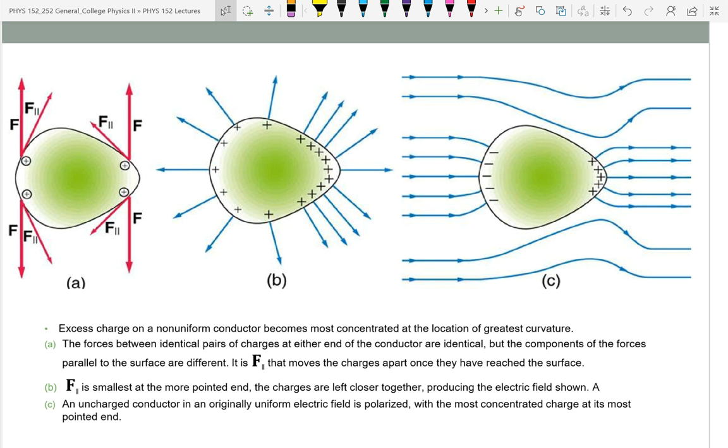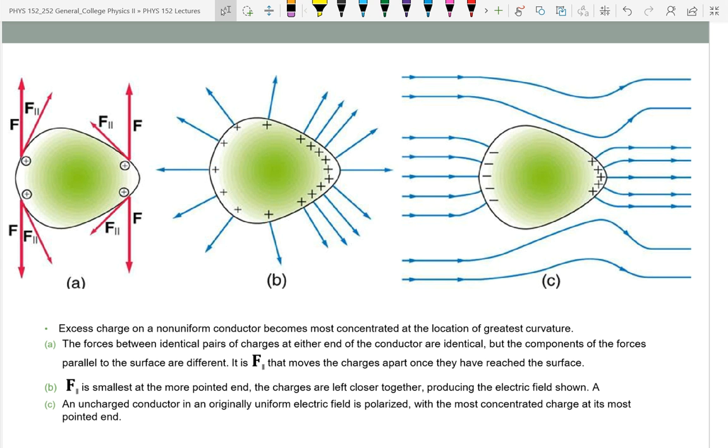The charge can move. So in a conductor, excess charge can move. If you put excess charge on a conductor, or if you take away charge, then you have excess positive charge. We still think of it as excess charge. That charge can move around.